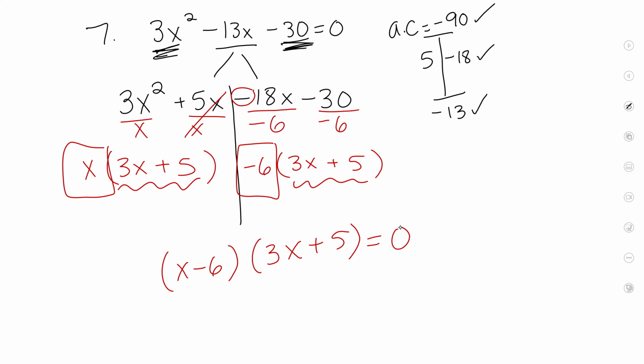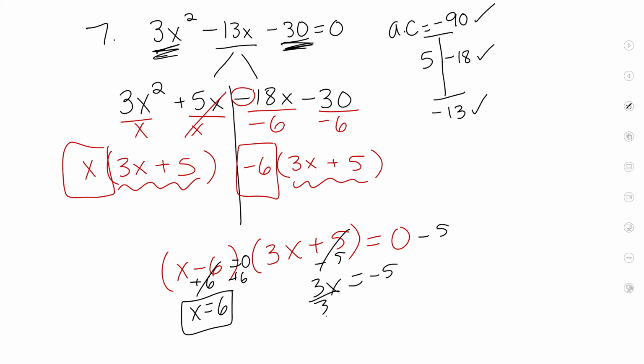All right, so now let's solve it. We're going to set this equal to 0 as well. So add 6, you get x is 6. That's one of your answers. Subtract 5, we get 3x equals negative 5. Then divide by 3. So you get x is negative 5/3. So your solution set is negative 5/3 and 6.